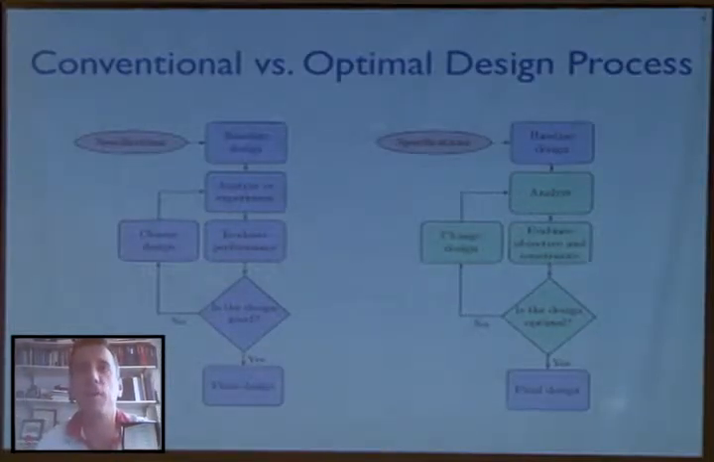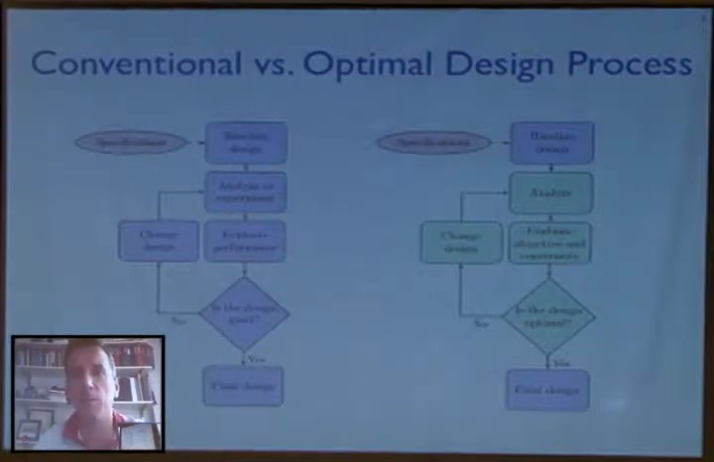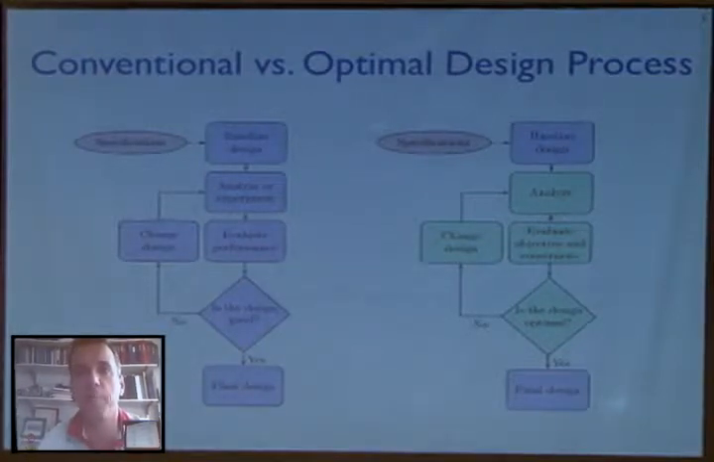So in comparing a conventional design process with the optimal design process based on numerical optimization, you can see the conventional on the left and the optimal design process on the right. You more or less have the same procedure. You start with some specification. You start with a baseline design, some initial guess. But then the inner loop is slightly different.